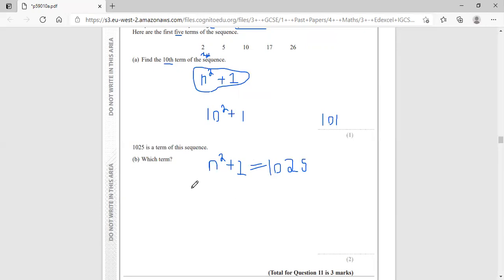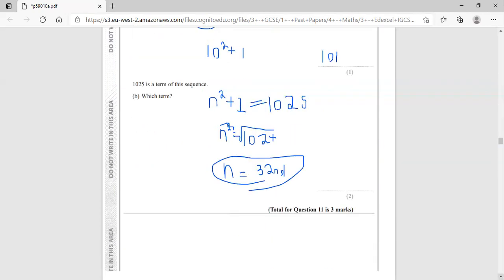If we go on to the next step, I take away 1 from each side, that will give us n squared equals 1024. The next step will be to square root it to get rid of the square. So square root it, and what that will give us is n is 32. That means this is the 32nd term. 1025 is the 32nd term, and that's our answer for part B. That's the end of question 11.